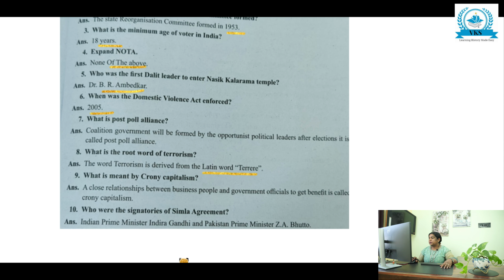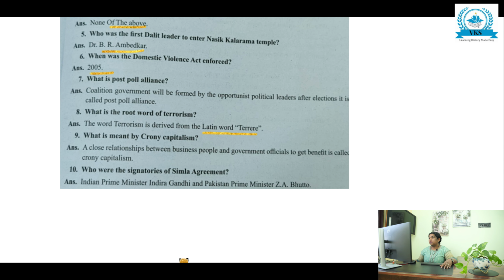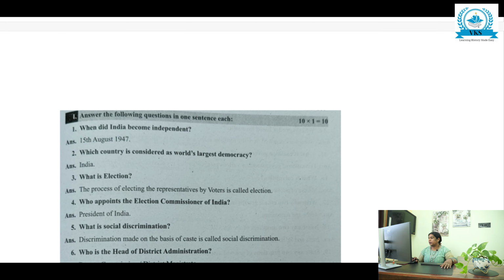What is meant by crony capitalism? A close relationship between business people and government officials to get benefits is called as crony capitalism. Who were the signatories of Shimla Agreement? That is, Indian Prime Minister Indira Gandhi and Pakistan Prime Minister Z.A. Bhutto were the signatories of Shimla Agreement.